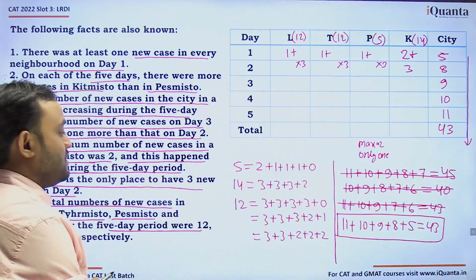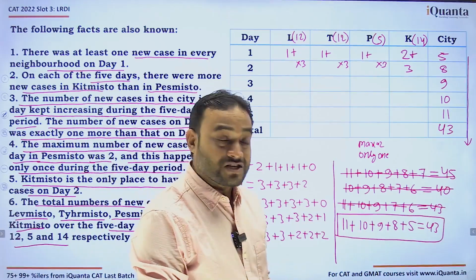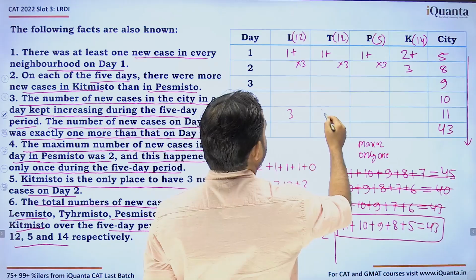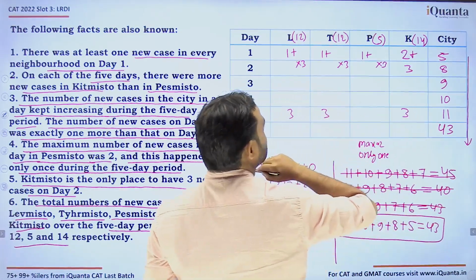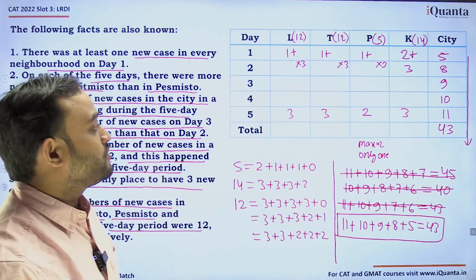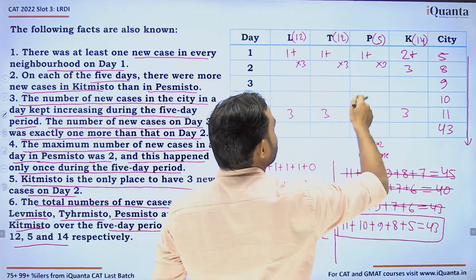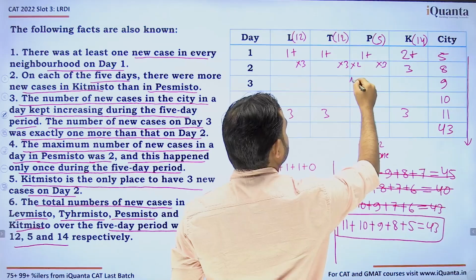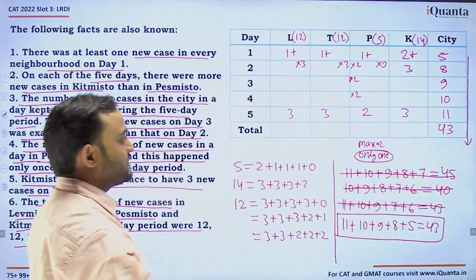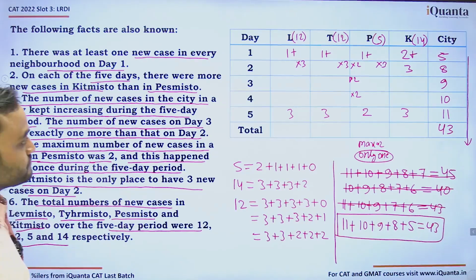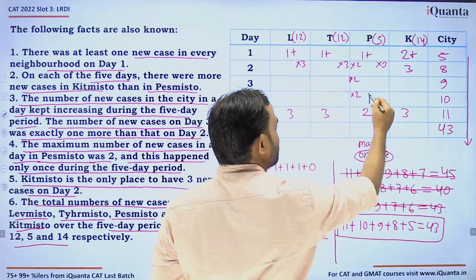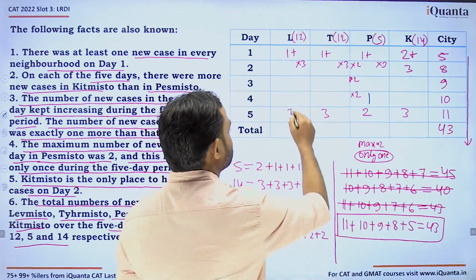Now again, as we have started, how do we get 11? Only possibility is when every other neighborhood got 3 cases, but P got only 2 cases. Now we cannot put 2 anywhere. It's not 2, because we know that 2 is maximum and it's only once, right? So how do we achieve 10? So this can be maximum as 1. So rest must be 3.